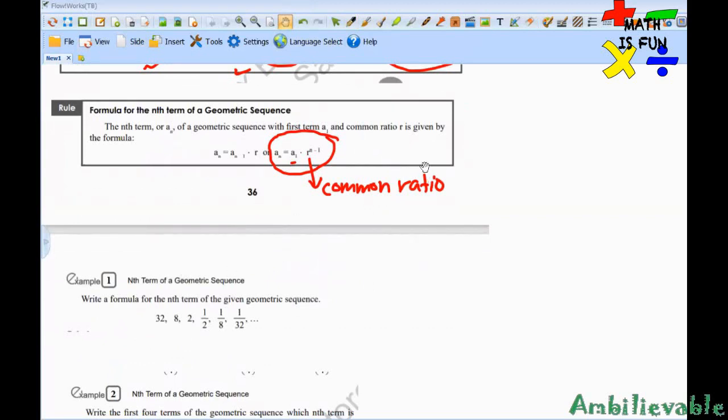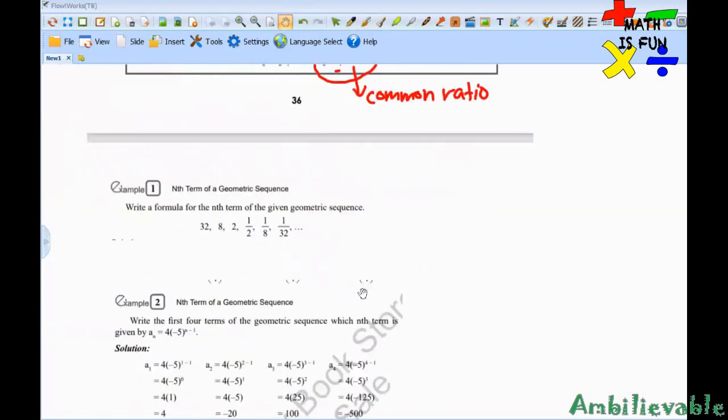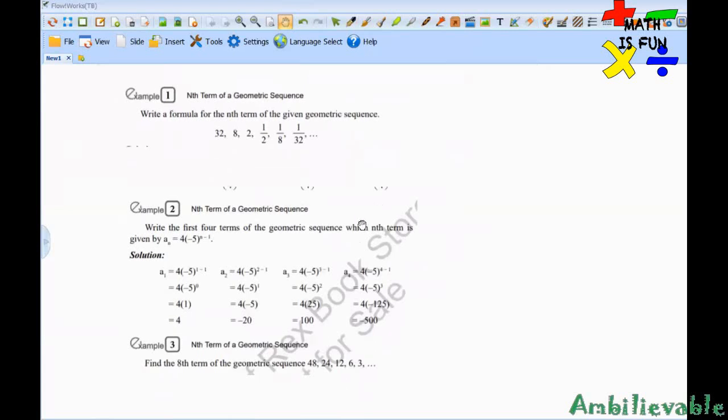Here we need a calculator, because the powers sometimes are very big. But anyway, we have this example 1. Write the formula of the nth term of the geometric sequence. So let us try. The first thing to do, before we were looking for what? The common difference. By this time, we are looking for the common ratio, right? So imagine this is the first number, 32, and that's 8. So 32 then became 8, then became 2, then half. So what is the common ratio?